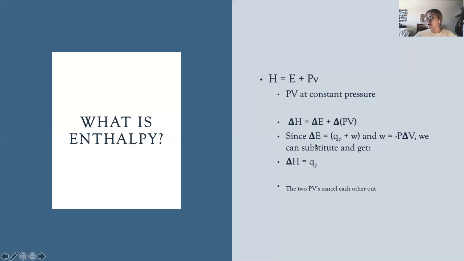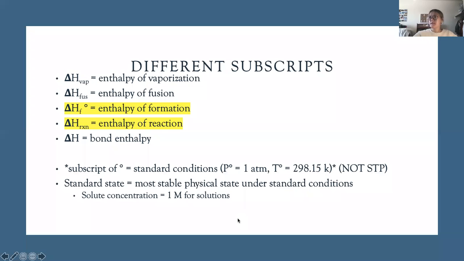Let me say that again. The substitutions are going to be for delta E. That first substitution is going to go right in here, and then we're going to further substitute within this with this negative P delta V. This negative P delta V and this positive delta PV are going to cancel out, and so we're just left with delta H equals heat. That makes sense.